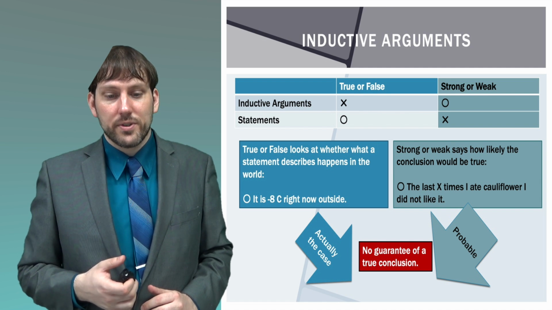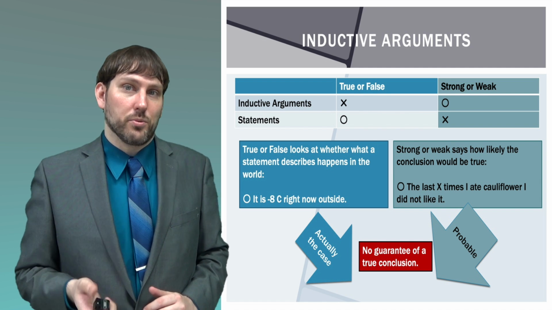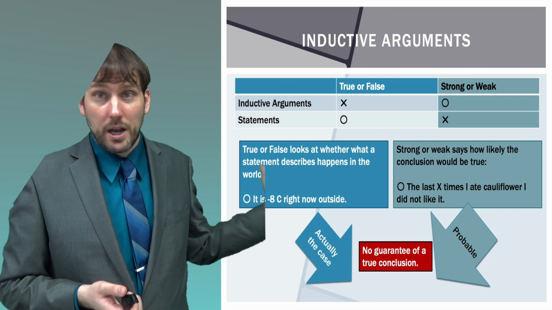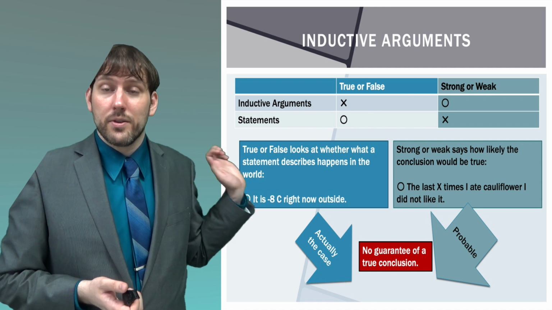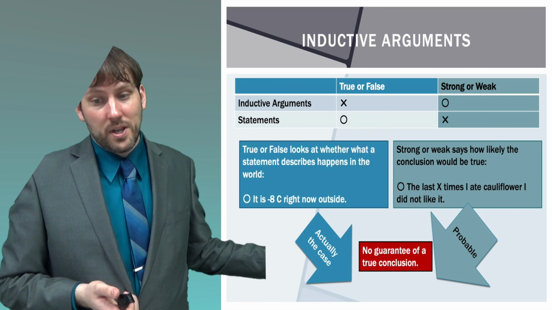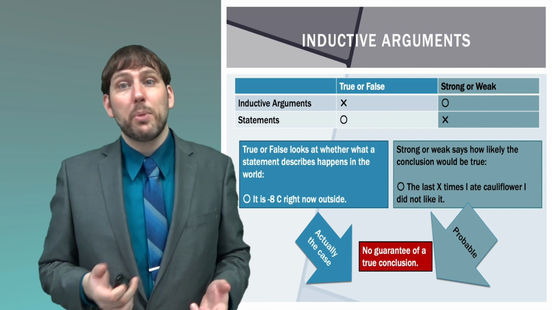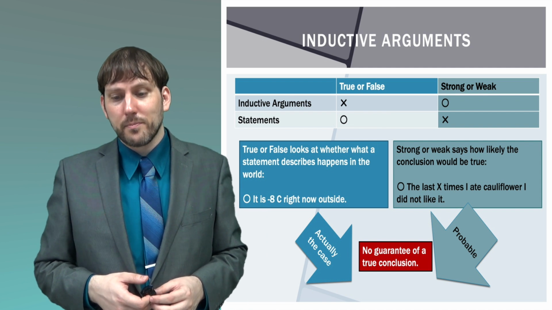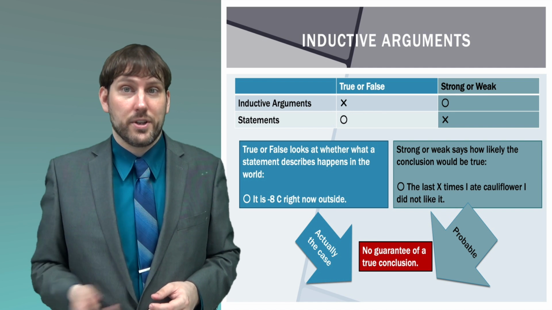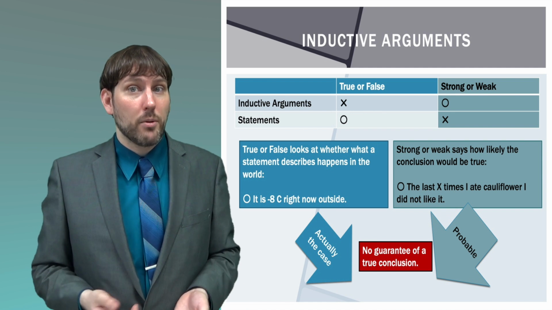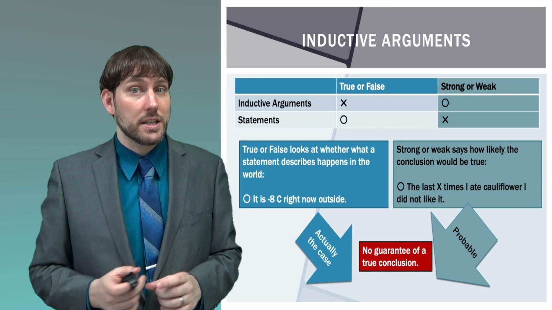So true or false looks at whether or not something is the case in the world. So is it 8 degrees outside right now? If it is, if it's -8, this is true. If it is not, it is false. Strong or weak shows how probable our conclusion is. So the last maybe 50 times I ate cauliflower, I didn't like it, so probably I won't like it the next time, but it's no guarantee.